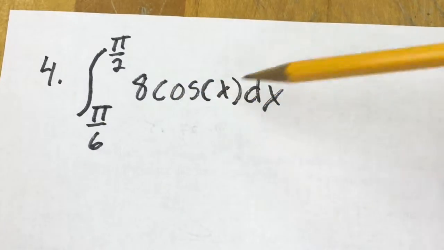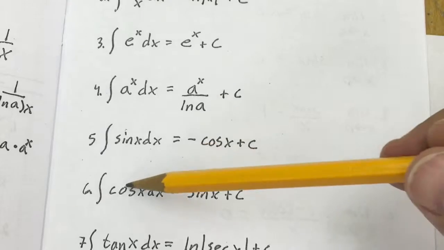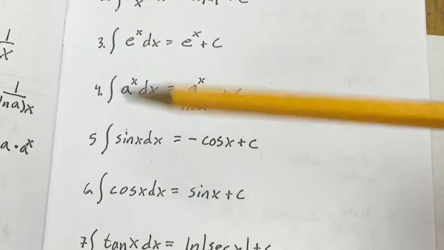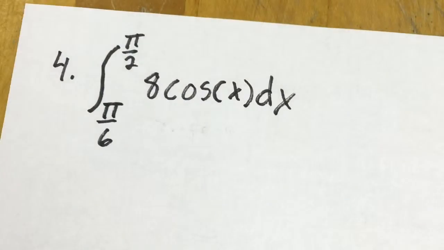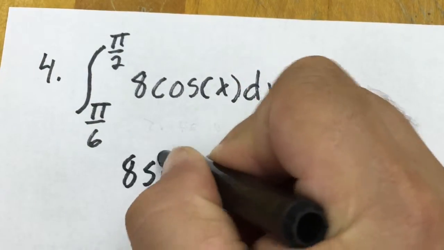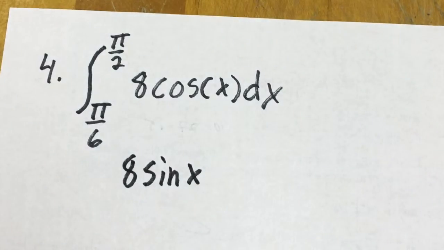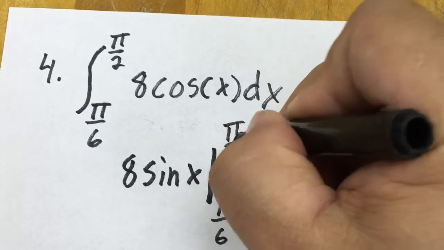Okay, this is the trig function, and notice the interval of the integral is from pi over 6 to pi over 2 of 8 cosine x. Remember, the integral of cosine is sine, not derivative. So I have to find the antiderivative of cosine, and that's going to be sine. So here we go. That's just going to give me 8 sine x, and that's the antiderivative on the interval from pi over 6 to pi over 2.